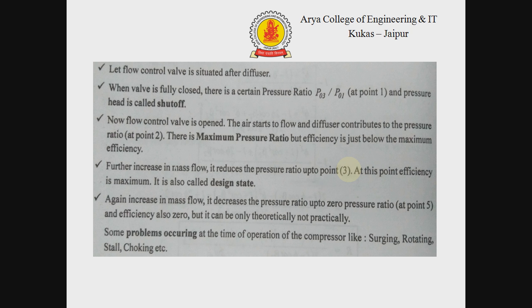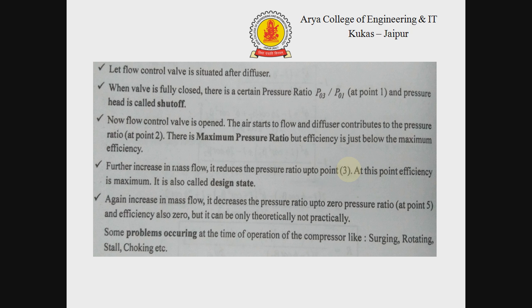Now we discuss the curve which we showed in the previous slide. Let the flow control valve be situated after the diffuser. When the valve is fully closed, there is a certain pressure ratio at point 1, and the pressure head is called shut off. Now the flow control valve is opened, the air starts to flow and the diffuser contributes to the pressure ratio at point 2. There is maximum pressure ratio but efficiency is just below the maximum efficiency.